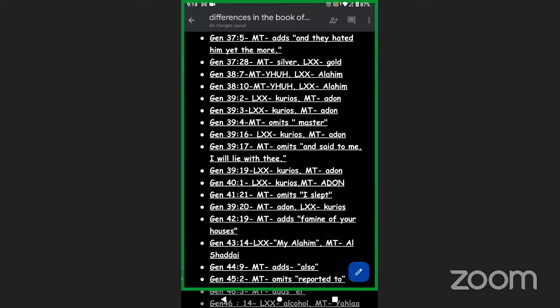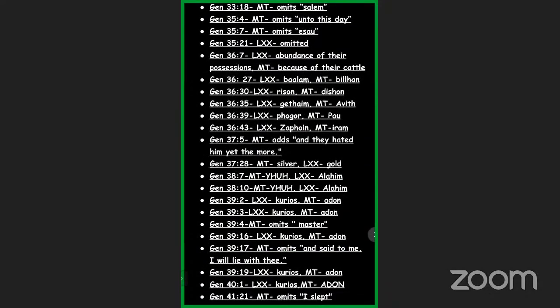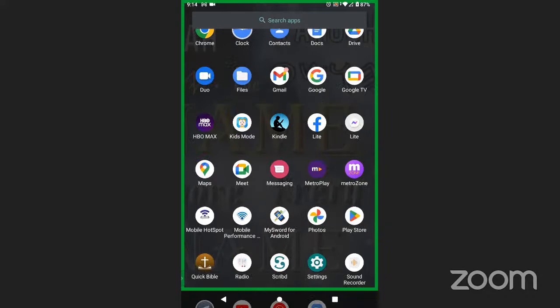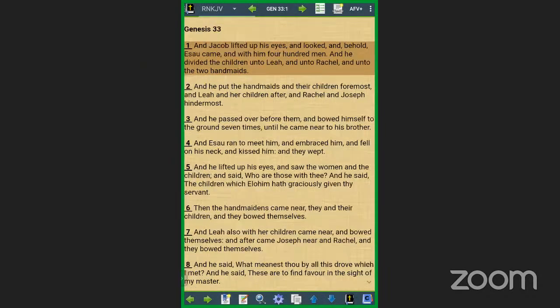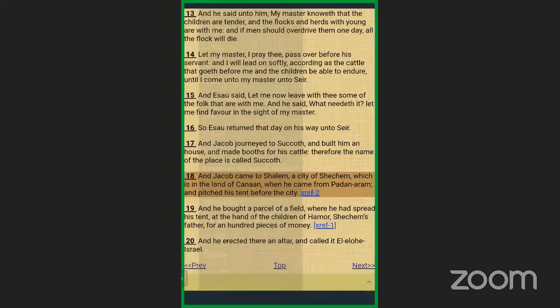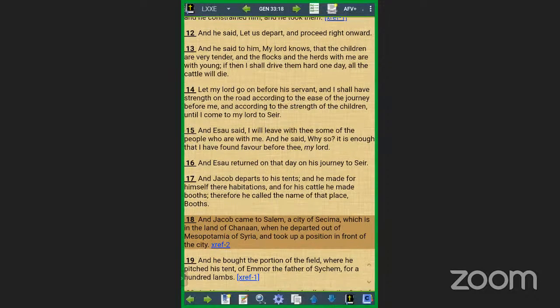Let me see here. So we're at chapter 33 now, verse 18. So 33, verse 18. Okay. All right. So it says in the Septuagint, and Yaqub came to Salem, a city of Sakima, which is in the land of Canaan, when he departed out of Mesopotamia, Syria, and took up a possession in front of the city. So again, it talks about when he departed out of Mesopotamia of Syria.